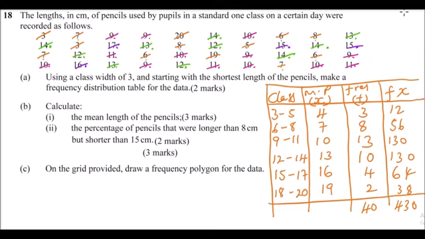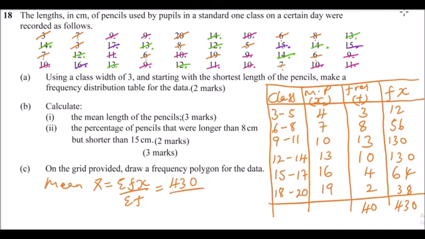Then we have, calculate the mean length of the pencil. To get the mean, we use x bar. It is normally calculated as summation of fx divided by summation of f, which is equal to summation of fx, which is 430.